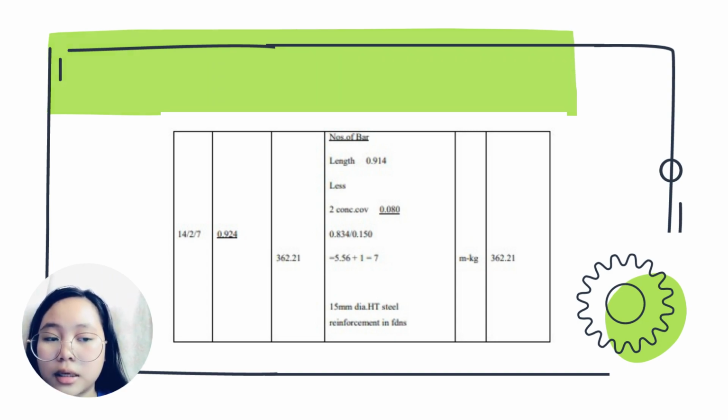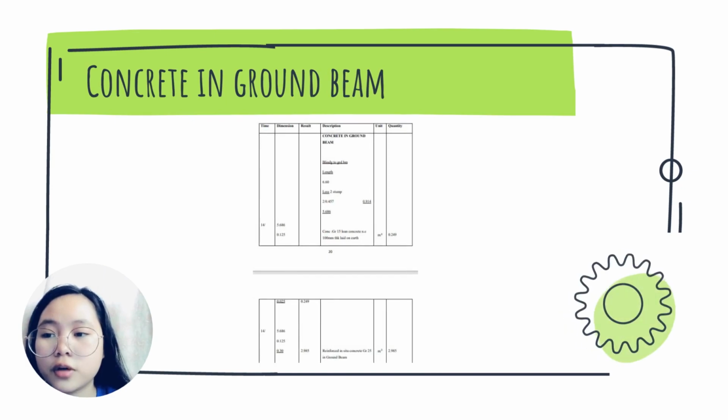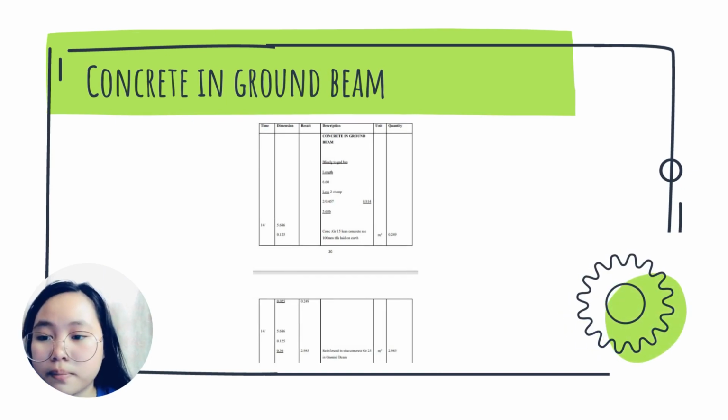362.21 meter kilogram. For the concrete in ground beam, the length of the blinding to ground beam is 6.60, deducted with 2 stumps, and so we get concrete grade 15 lean with 100 mm thick, we get 0.249 meter cube.